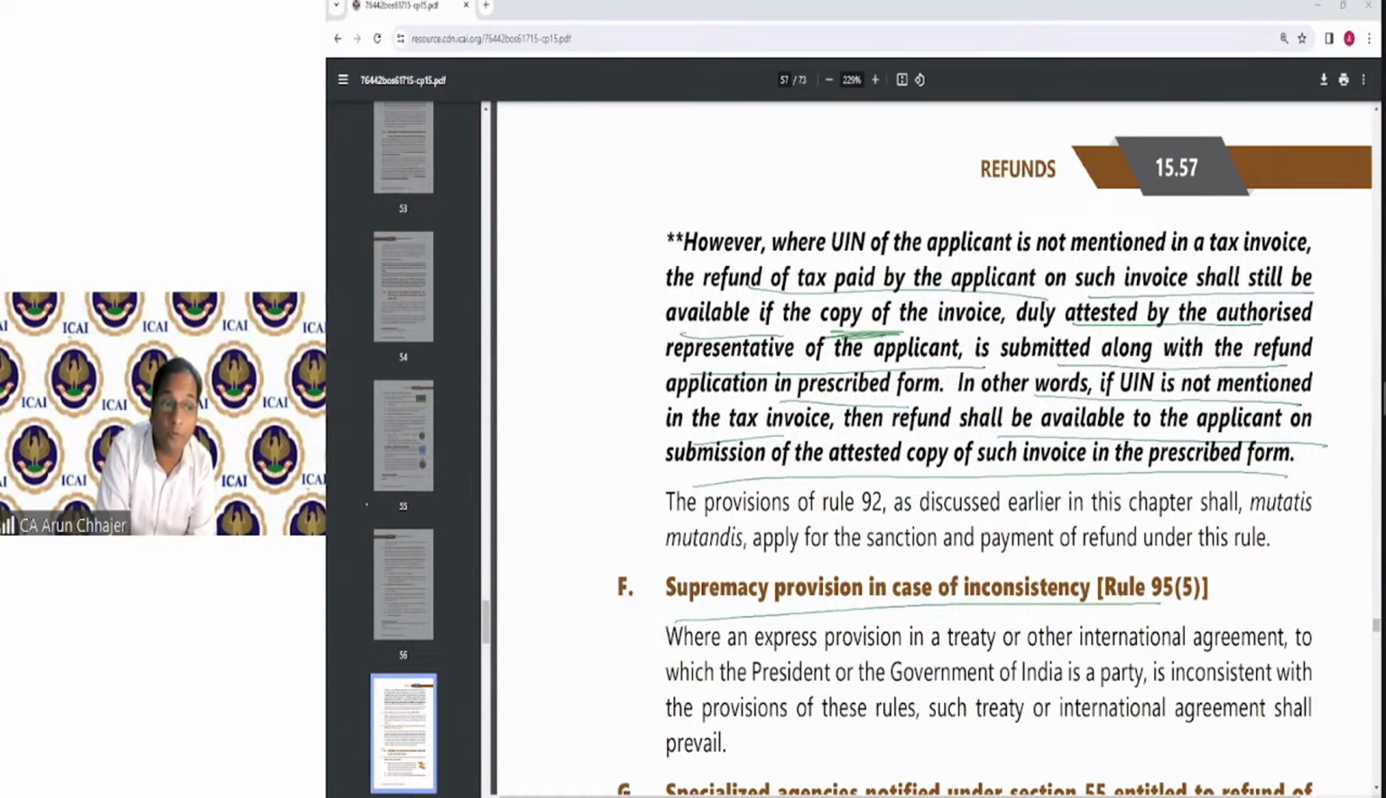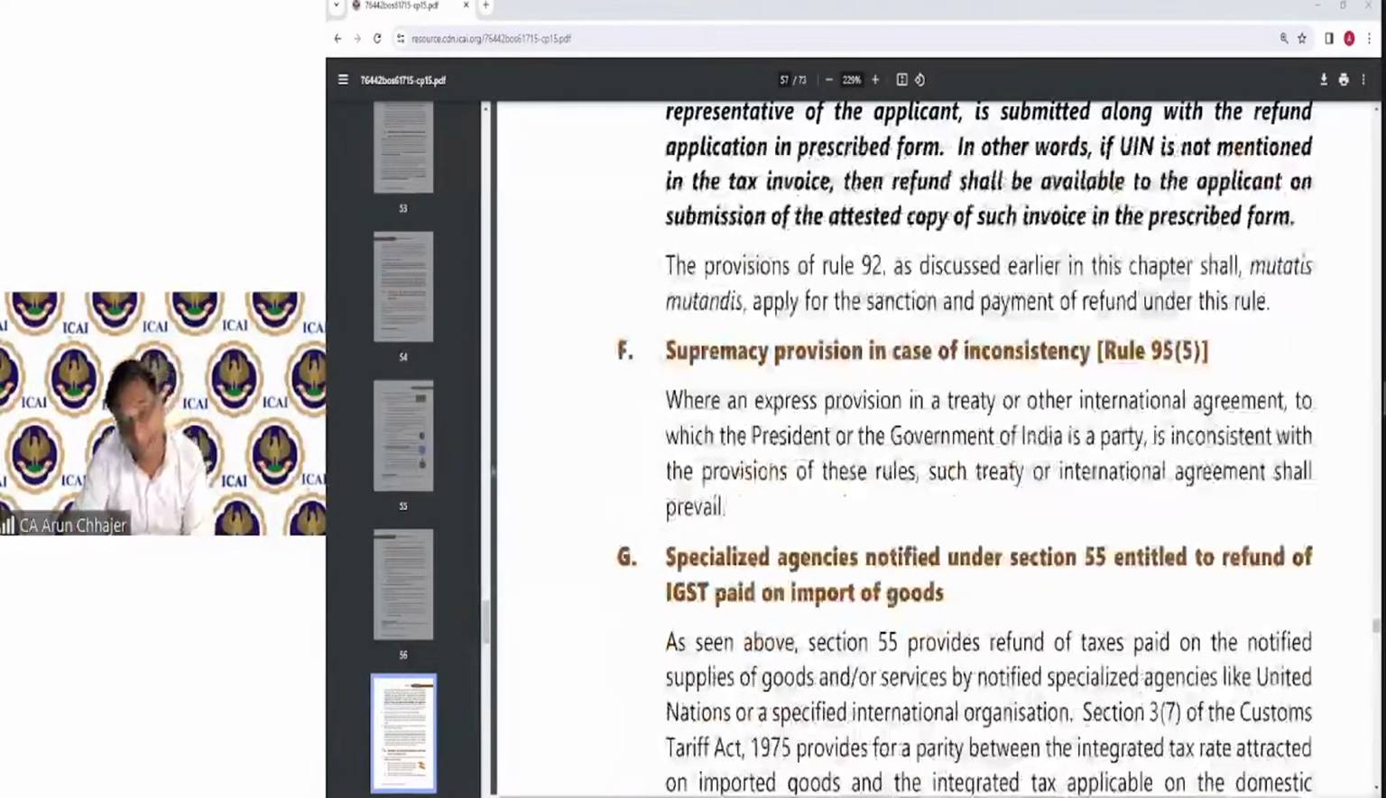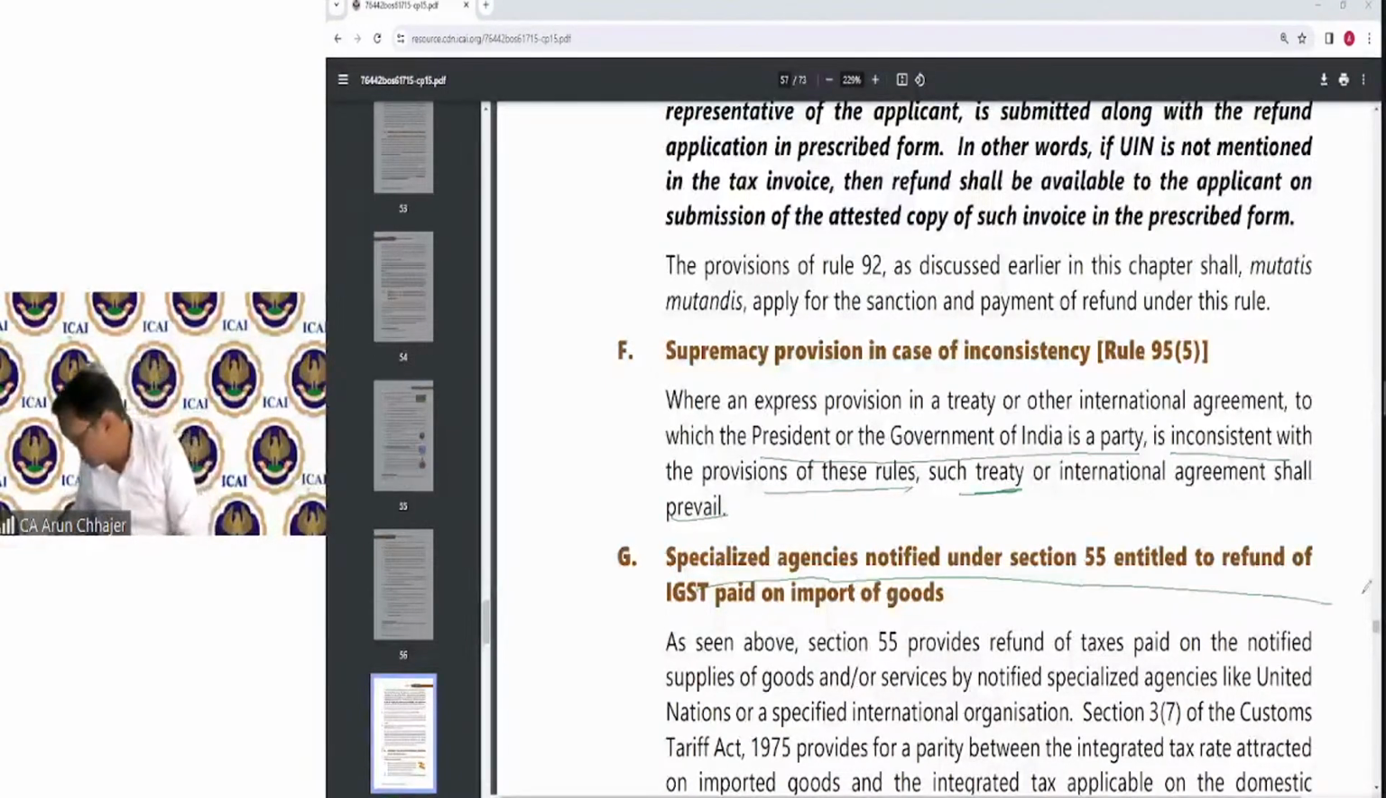Supremacy of the provision in case of inconsistency. So, अगर कोई provision inconsistent है तो क्या होगा? तो हमारा जो international agreement है that will prevail. Where an express provision in a treaty or other international agreement to which the President or the Government of India is a party is inconsistent with the provision of GST rules, such treaty shall prevail, obviously. Specialized agencies notified in section 55 are entitled to refund of IGST paid on import of the goods.